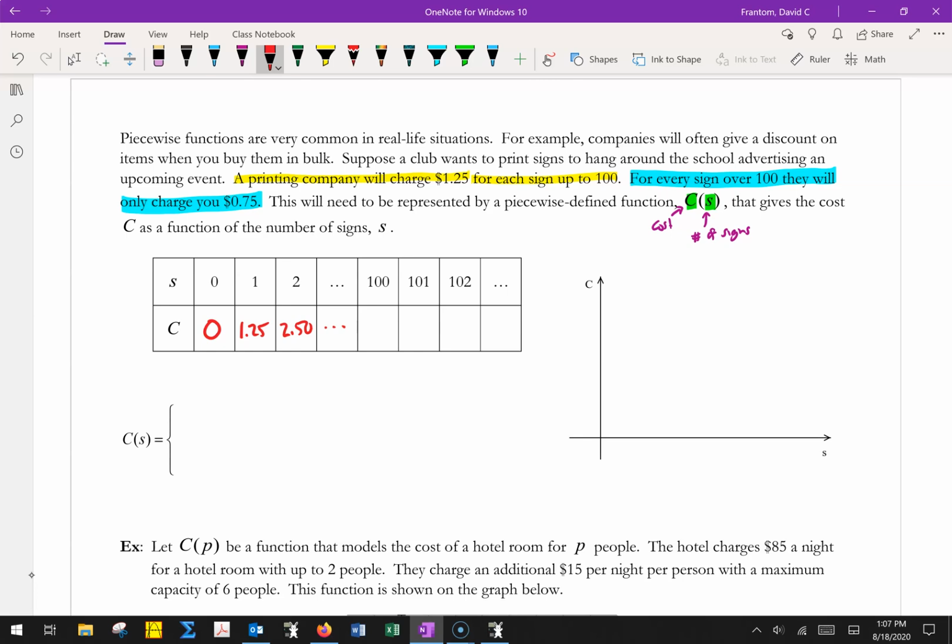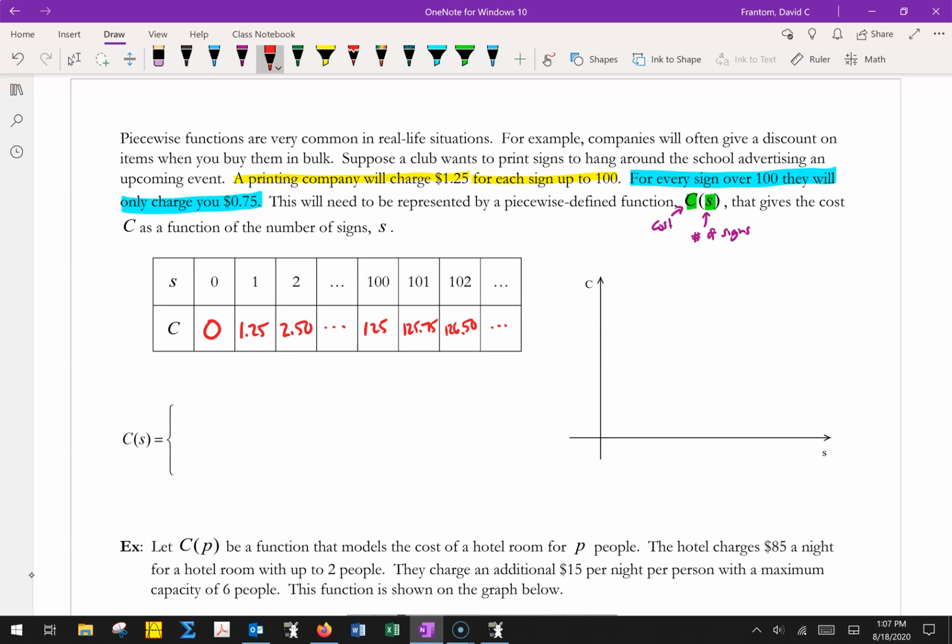So if you were to buy 100 signs, you would pay $125. They are $1.25 each. You buy 100 of them. But notice it's going to change now. So now for every sign over 100, they're only going to charge you 75 cents. So this would be $125.75. And the next one would be $126.50. And so on forever.